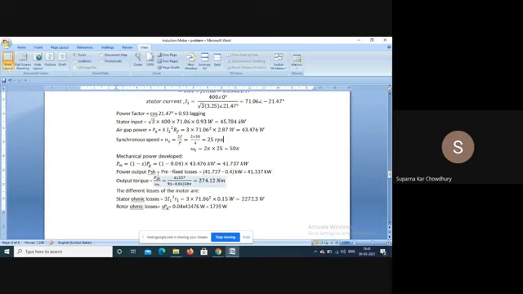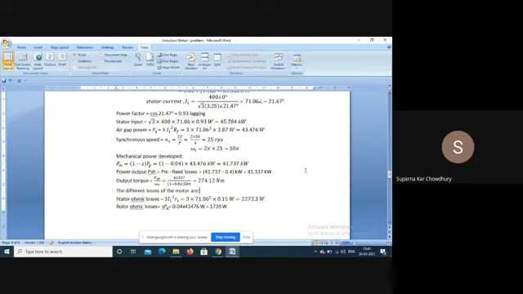Now the output torque is the shaft power output divided by the rotor speed. So this is the shaft power output, 41337 divided by 1 minus 0.04 into 50 pi. So the output torque is 247.12 Newton meter.